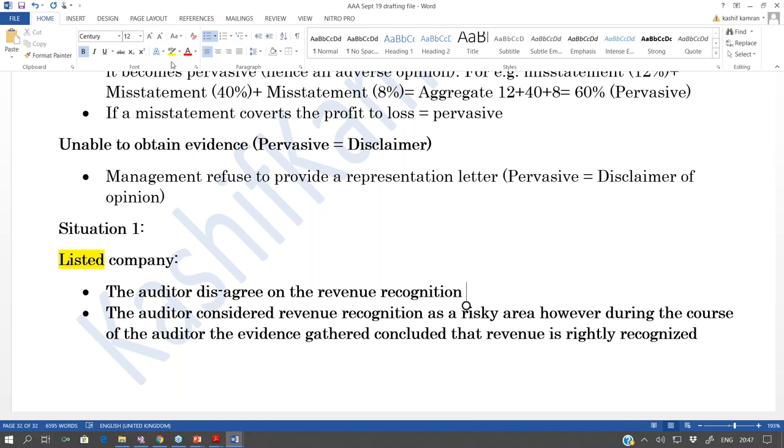See, the same problem is happening again, right? Auditor disagree on revenue recognition. Arsalan Ahmed is saying unqualified opinion. How can you give an unqualified opinion when the auditor disagree on something?